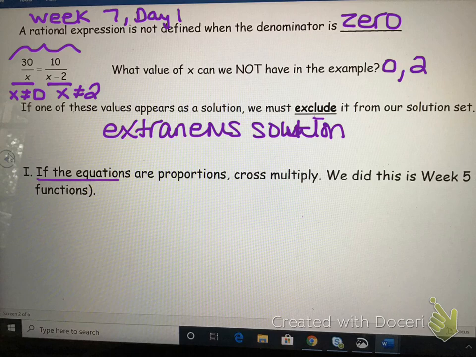If your equation is already a proportion, like that first example is, you're simply going to cross multiply to solve it. The problems we're going to be working today will not start out already as proportions because we have already done that. We did that during week 5 when we first introduced rational functions. You can go back and look at those notes if you need to, but we will be cross multiplying eventually. It's just that the equations we're going to be doing today won't start out already being proportions.